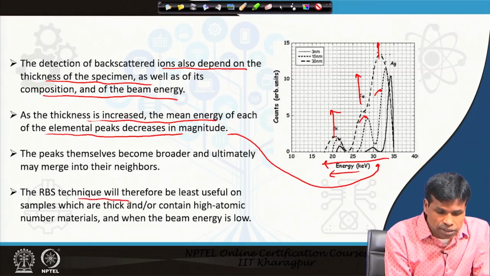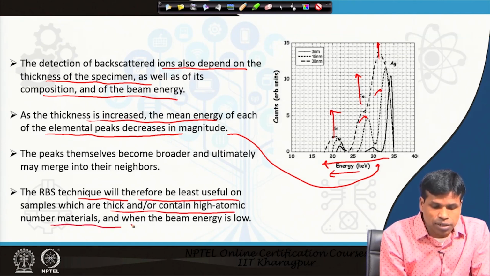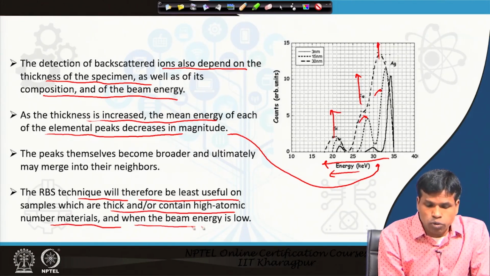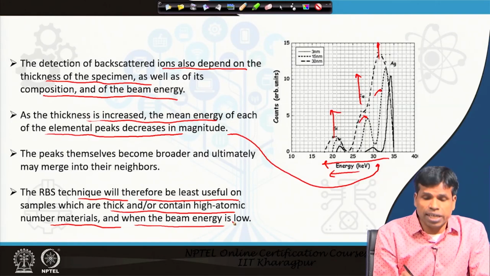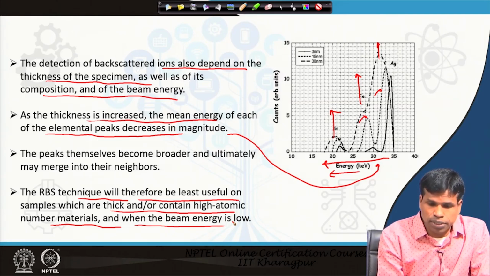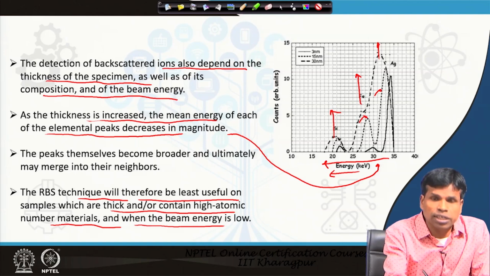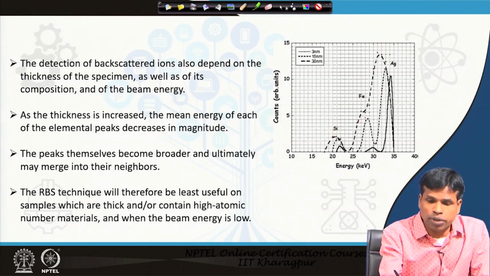RBS, Rutherford backscattering, will therefore be least useful on samples which are thick or contain high atomic number materials, and when beam energy is low. This problem is again there for ion microscopy to analyze the composition. But there is one alternative to this, that is called SIMS, secondary ion mass spectroscopy.